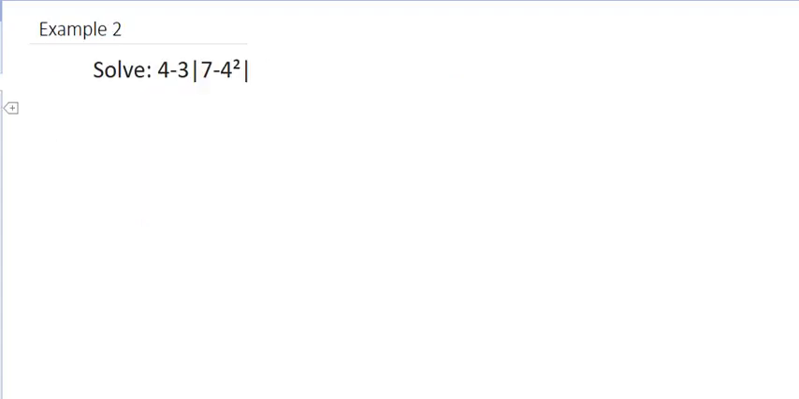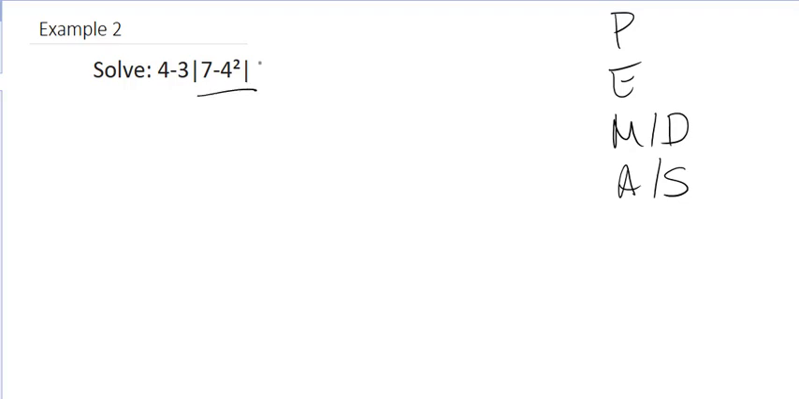So example 2, let's look at here. Here we just have numbers. So we have an absolute value sign of 7 minus 4 raised to the second power. So since absolute values are just like parentheses, this is our first step. So we will use the order of operations also within the absolute value to determine what to do first. So we have the parentheses, exponents, multiply and divide, and add and subtract. So for this problem, we will first address the squared.